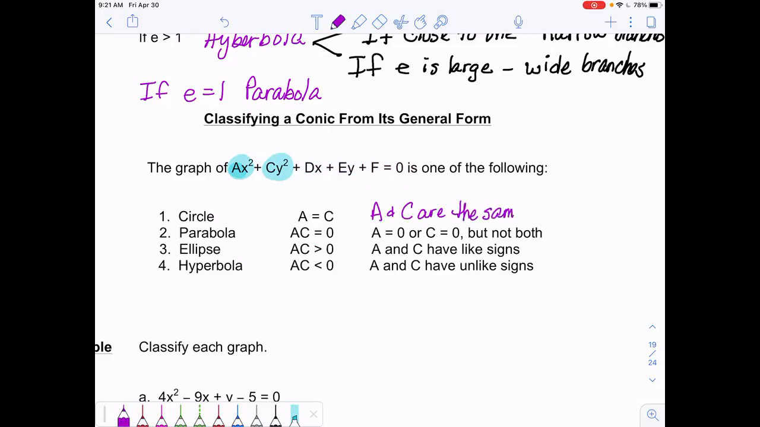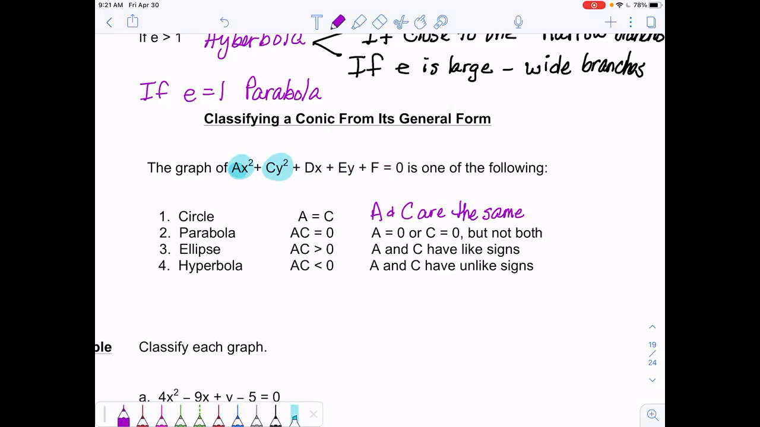So if I'm saying A is equal to C, that means they're both 3, they're both 5, they're both 4, but they are the same value for it to be a circle. And that needs to happen because I have to be able to stretch the same distance vertically as I would horizontally, so I have the same distance going all the way around from the center.